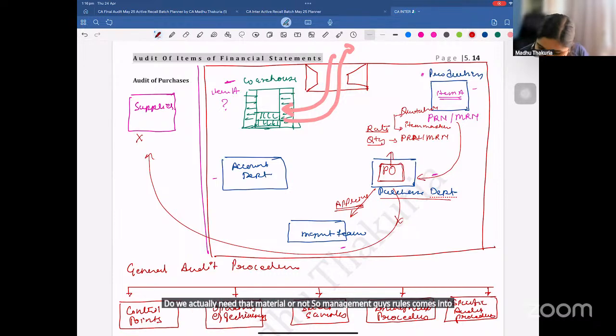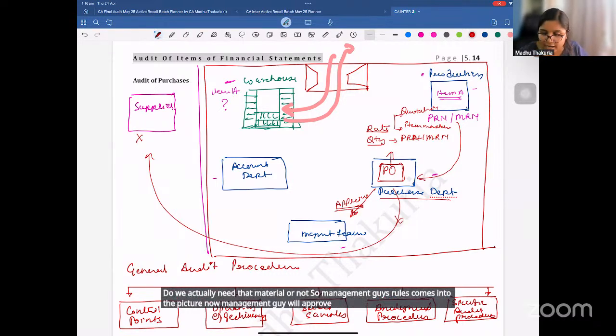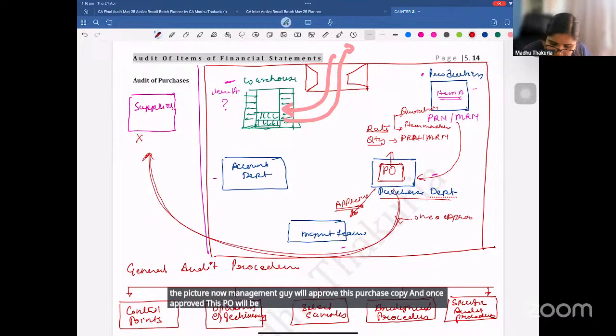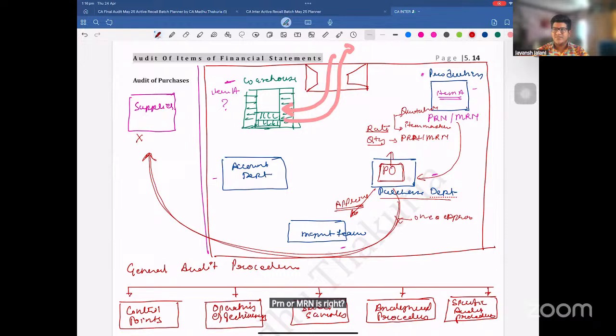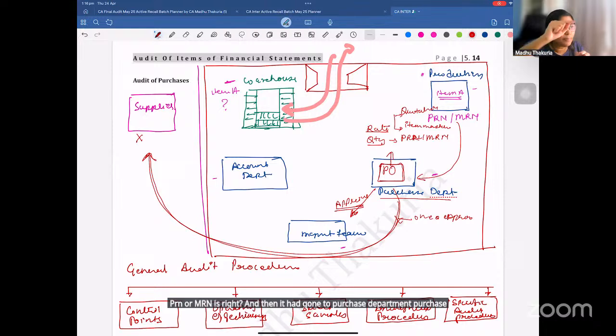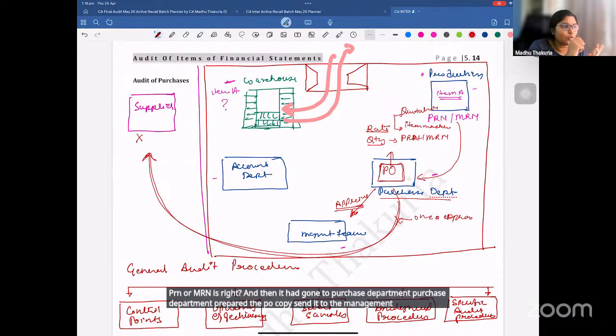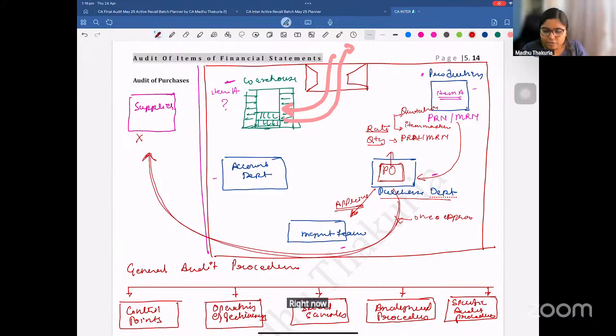Now the management guy will approve this purchase copy, and once approved, this PO will be shared with the supplier. Are we clear? How many documents have been raised so far? First, the PRN or MRN is raised, and then it goes to the purchase department. The purchase department prepares the PO copy and sends it to the management, who signs the PO. Once it is approved, the PO copy goes to the supplier. Now the supplier will do whatever they have to do in their factory.